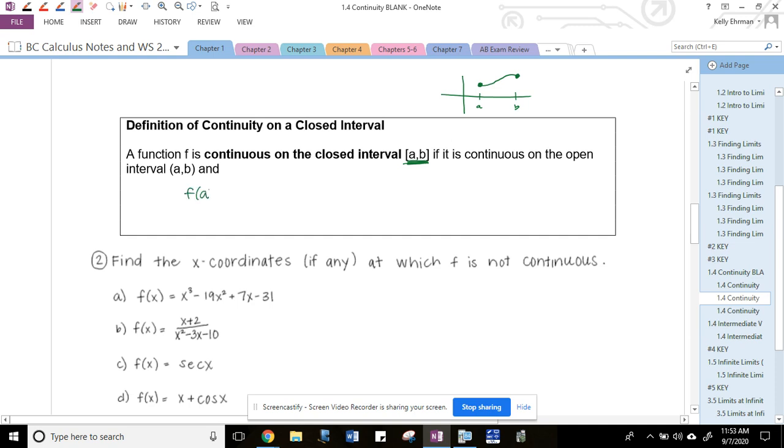F of A is equal to the limit as x approaches A from the right, because you're on the function on the right side coming at A, of f of x. And f of b would have to equal the limit as x approaches b from the left side, because again, the function is to the left of that endpoint b of f of x. So as long as that's true, then we are continuous on the entire closed interval.